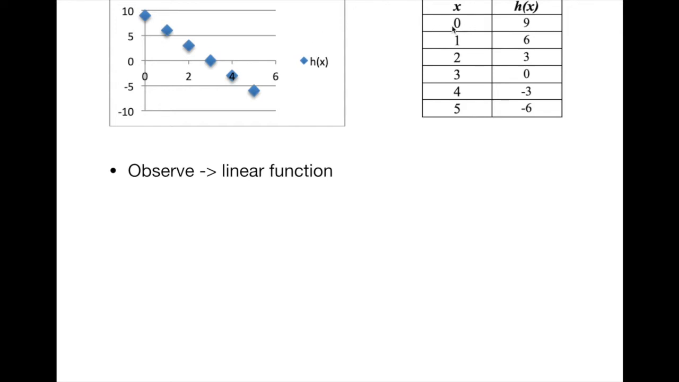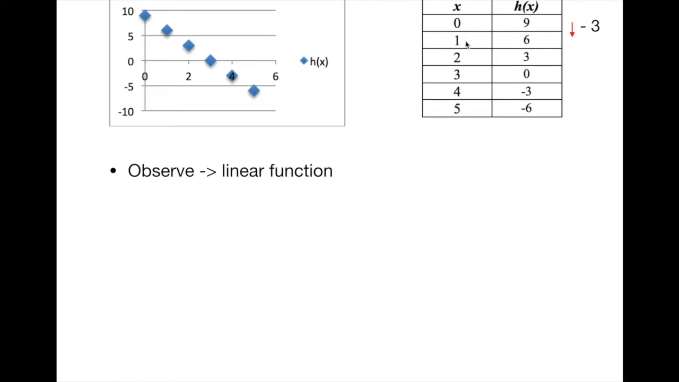So again, you can look at those first two lines, 0, 9 to 1, 6. X increased by 1 unit. What happened to y? Y decreased from 9 to 6. So that means it decreased by 3 units. So the slope should be -3 because it's a decrease.